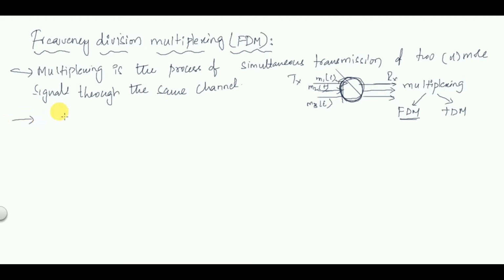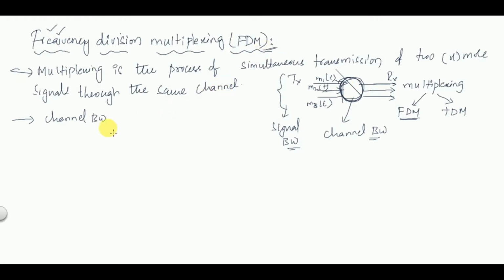So channel bandwidth. For transmission like this, what we need is channel bandwidth, and there will be another term which is called signal bandwidth, which are both important because it depends on frequency here. So frequency in turn depends on bandwidth. So channel bandwidth and signal bandwidth are most important for defining this frequency division multiplexing.